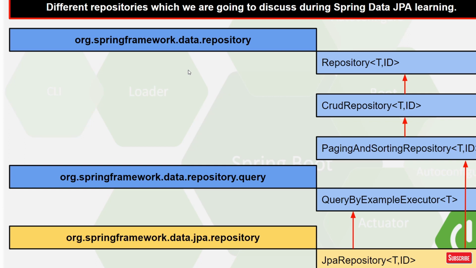So in our last video, we talked about different repositories. Here you can see on the screen, we have a repository from the org.springframework.data.repository package. We have Repository, which is the marker interface, and then it has been extended by CrudRepository and PagingAndSortingRepository. All these are interfaces only. QueryByExampleExecutor, JpaRepository, all these are interfaces. So how to use these repositories in your project, that's what we are going to discuss today.